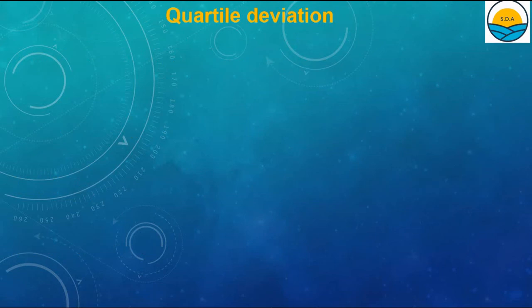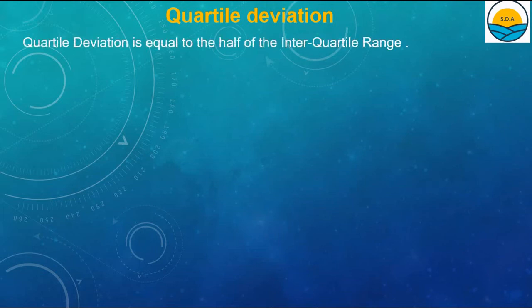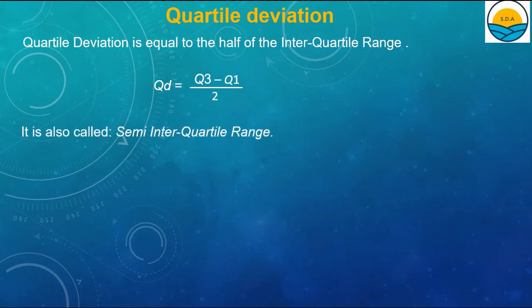Another important measure of dispersion is quartile deviation. Quartile deviation is half of the interquartile range. So in order to find out quartile deviation, we find the interquartile range and divide it by 2. So the formula for quartile deviation will be Q3 minus Q1 upon 2, and it is also called semi-interquartile range.